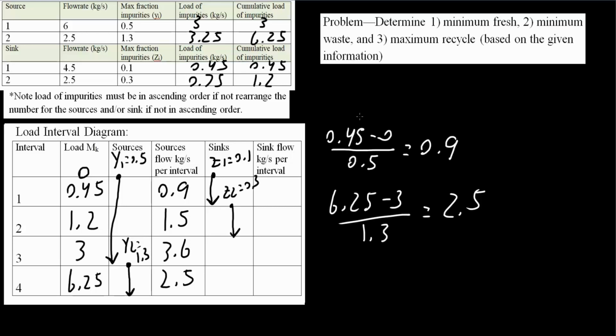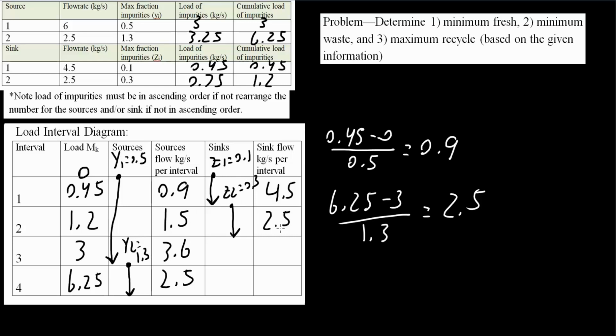And we do pretty much the exact same thing. So 0.45 minus 0 divided by 0.1, and we would get 4.5. Likewise, 1.2 minus 0.45 divided by 0.3, new arrow, and we would get 2.5.